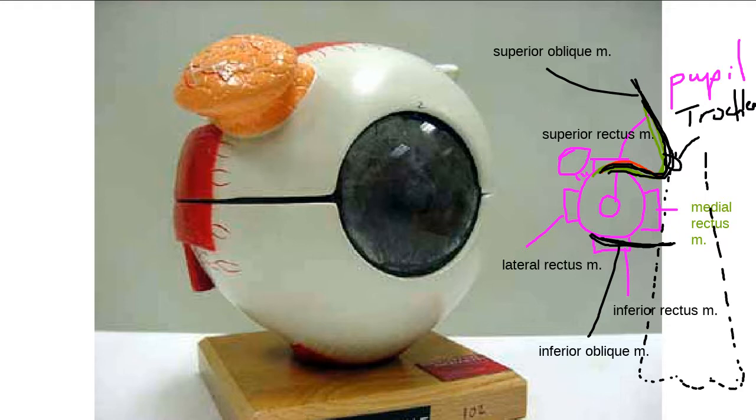Now the three cranial nerves that control the eye movement. Most of these is the oculomotor, the third cranial nerve. Okay. The fourth cranial nerve is known as the trochlear. Why is it called the trochlear? It's because it innervates this muscle that goes to the trochlear, right? So the superior oblique muscle is innervated by the trochlear cranial nerve.